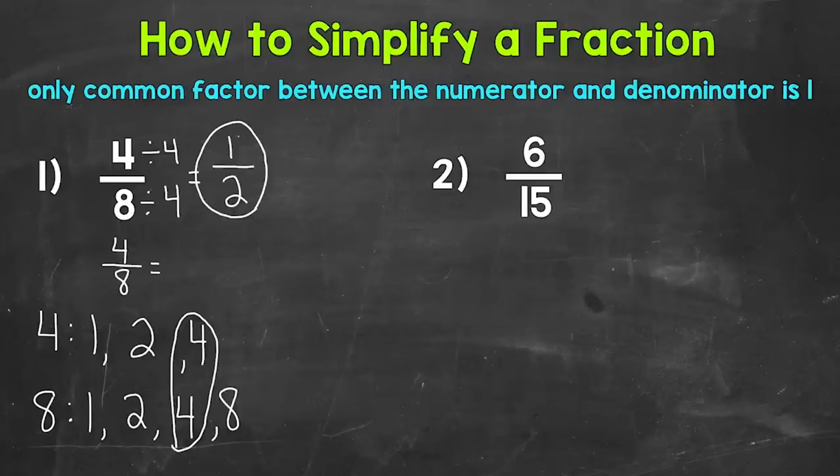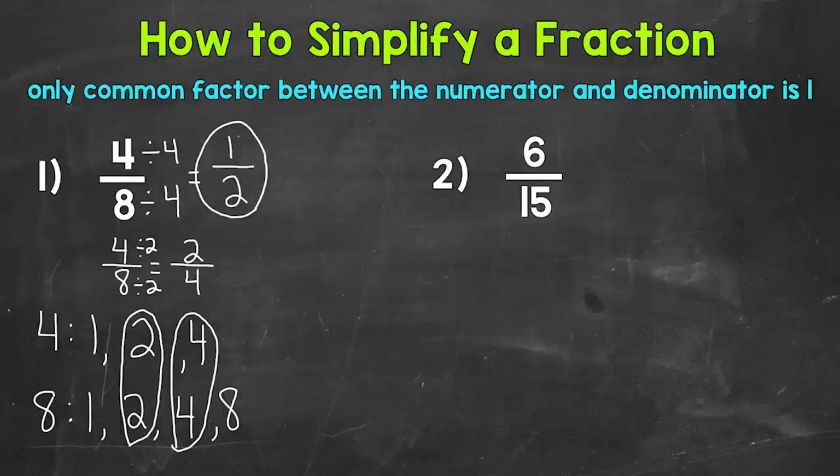Now another common factor is 2. So what happens if we divide both 4 and 8 by 2? So let's do this. Divide by 2, divide by 2. 4 divided by 2 is 2. 8 divided by 2 is 4. So we get 2/4, which is different than 1/2.